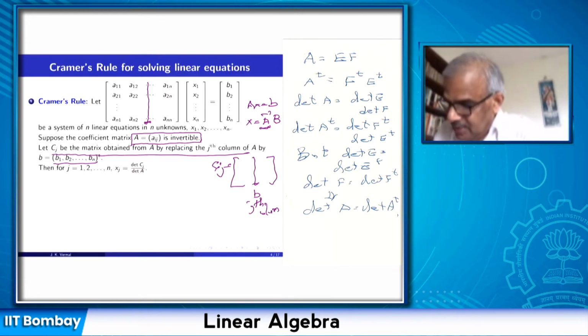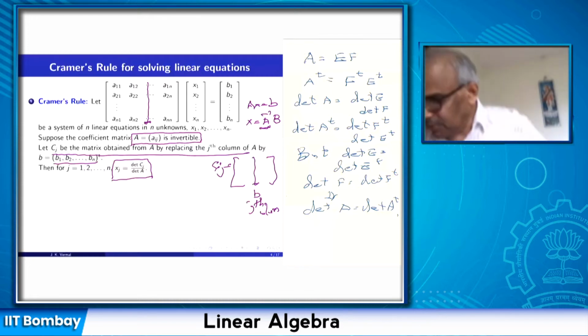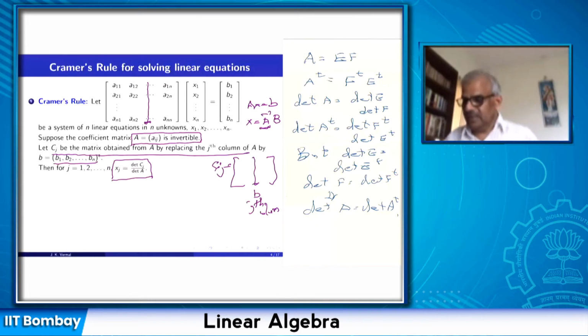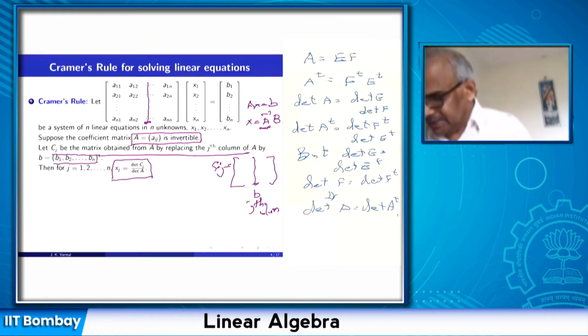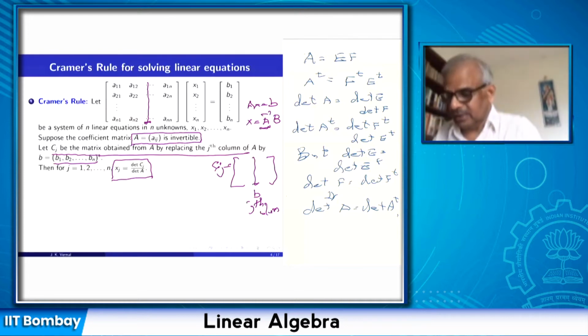Then Cramer's rule says that xj is equal to the determinant of Cj divided by the determinant of A. It's a very neat formula. Given the coefficient matrix, when it is invertible, I replace the jth column by the vector b, where b are the known quantities. I get this matrix Cj. Then find its determinant, find the determinant of A, and then xj is the determinant of Cj over the determinant of A.